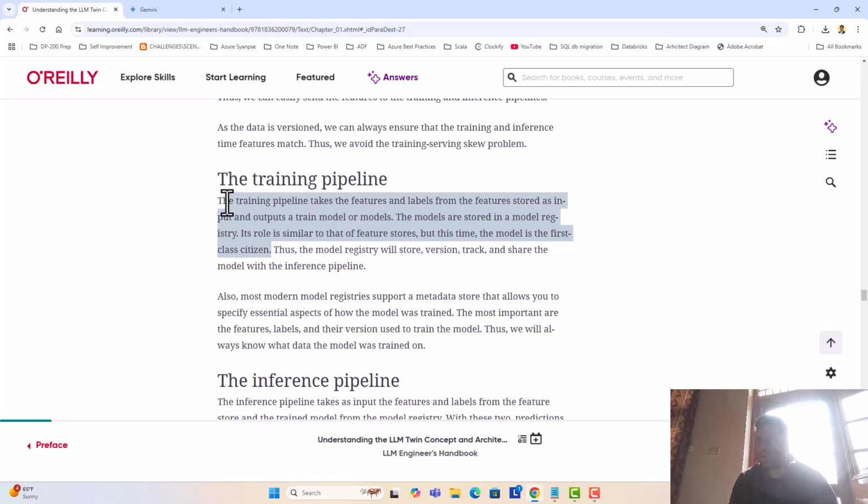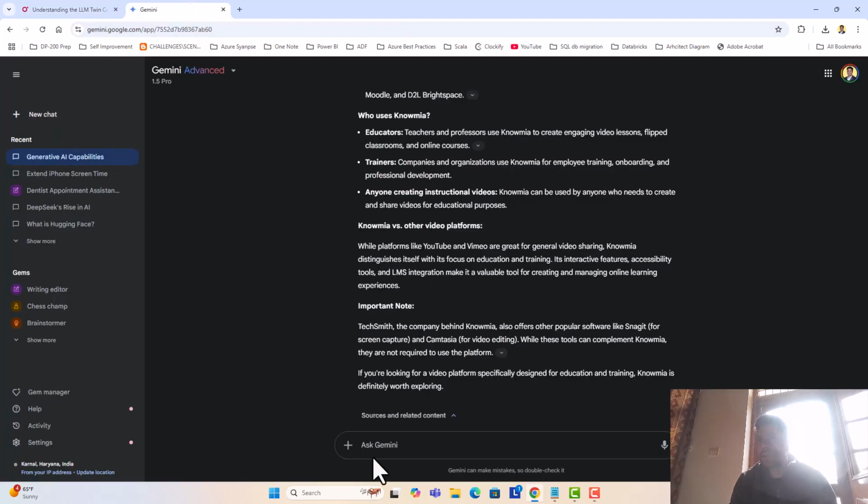I need to understand what it means when they say the model is the first class citizen. So let me put in here, what does first class citizen mean with respect to the below sentences?